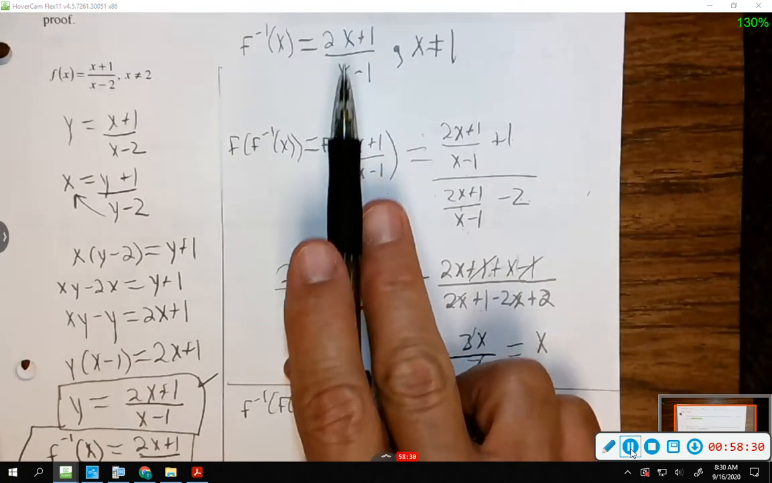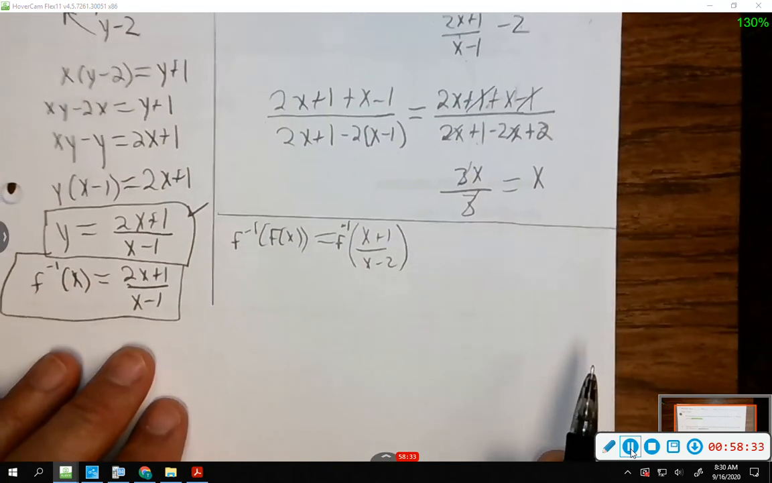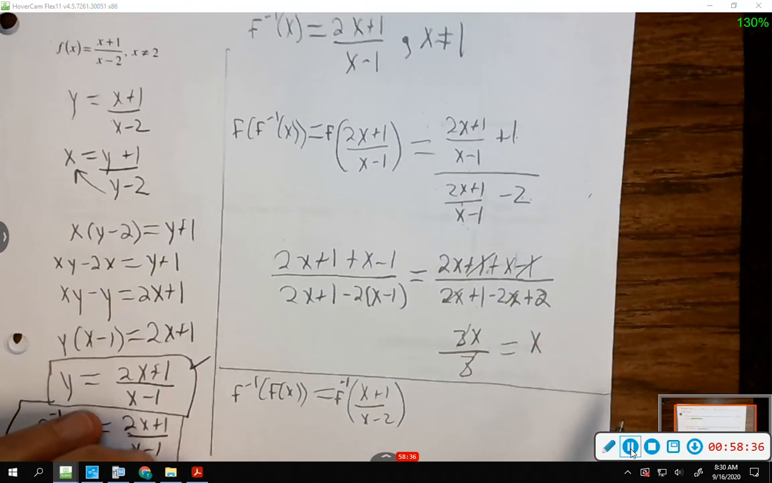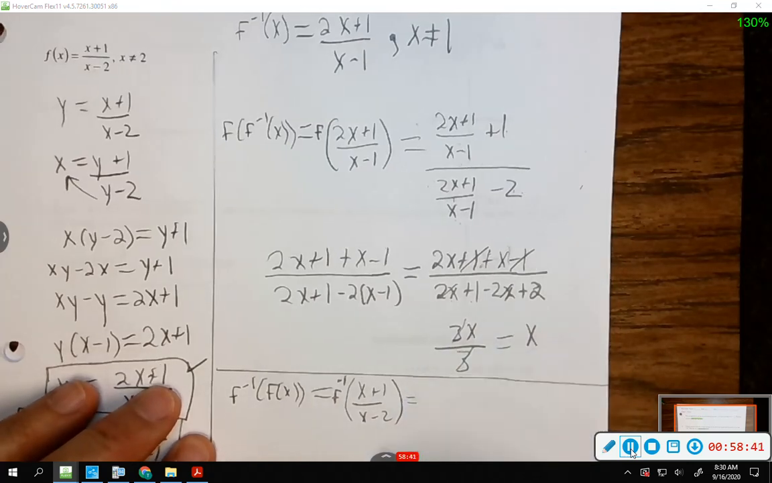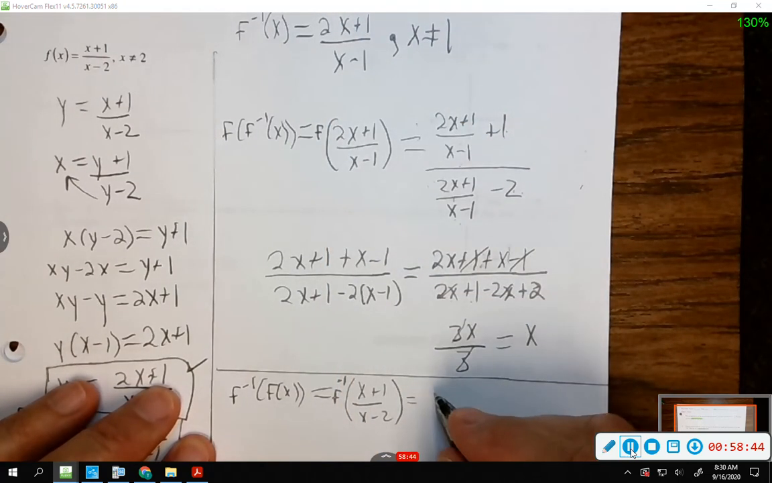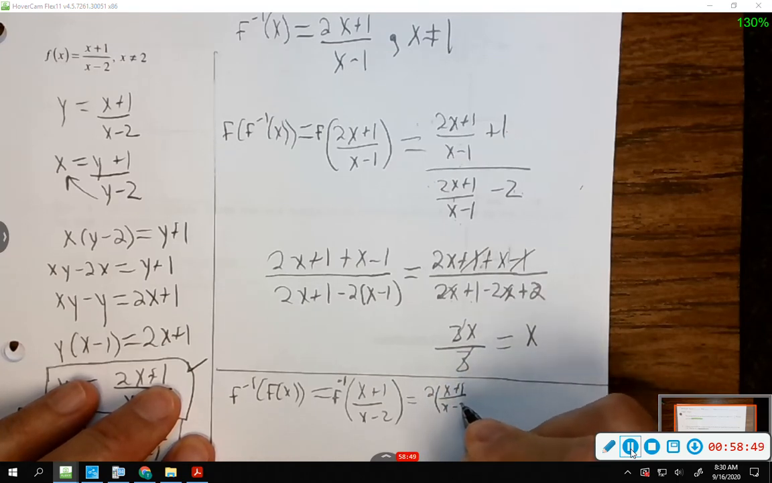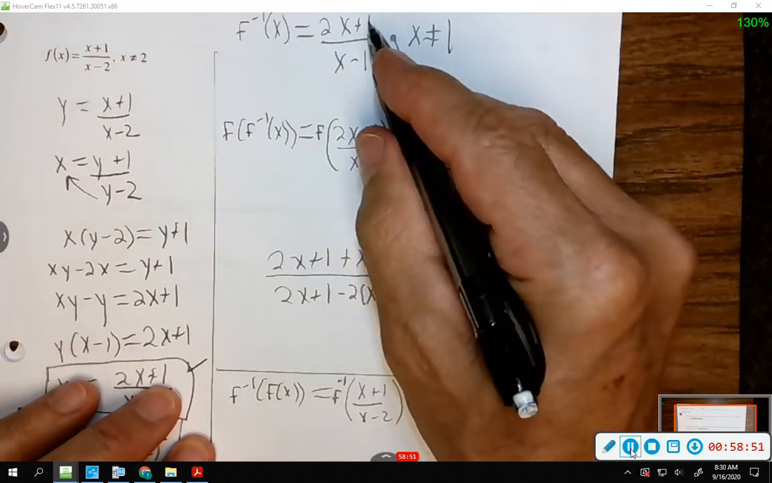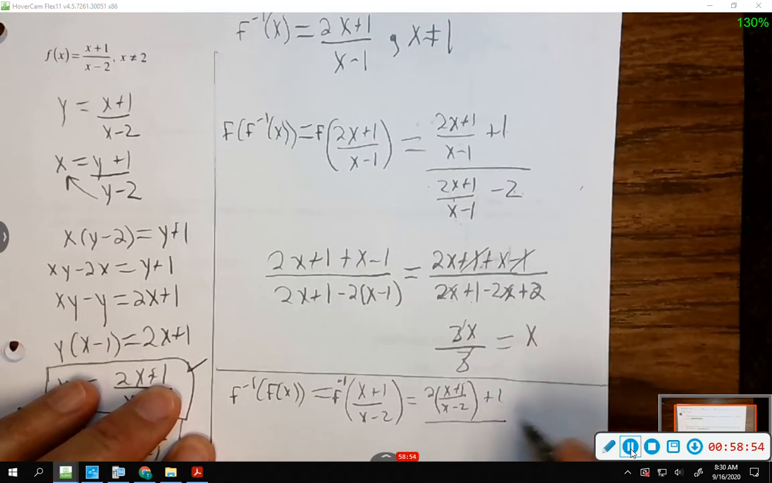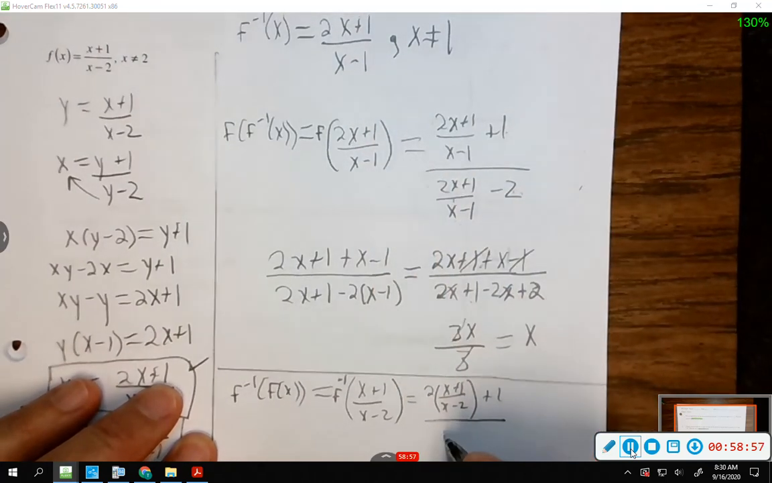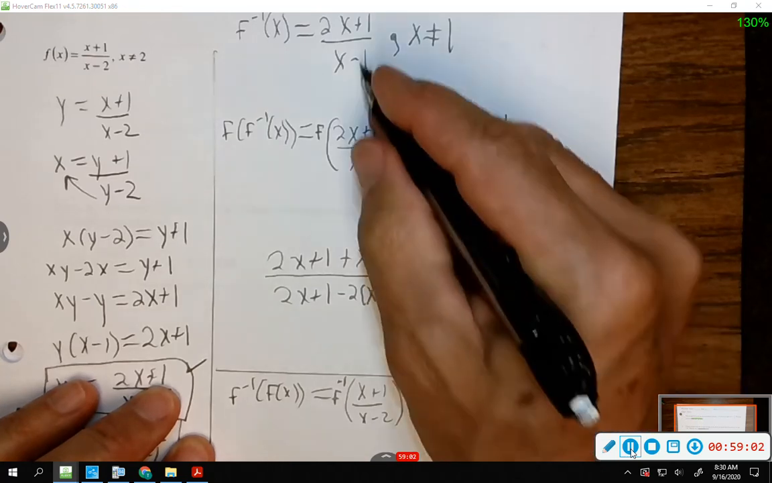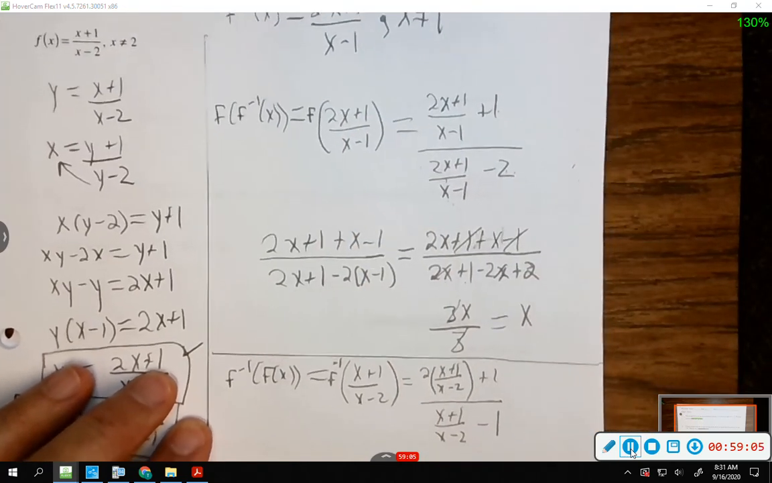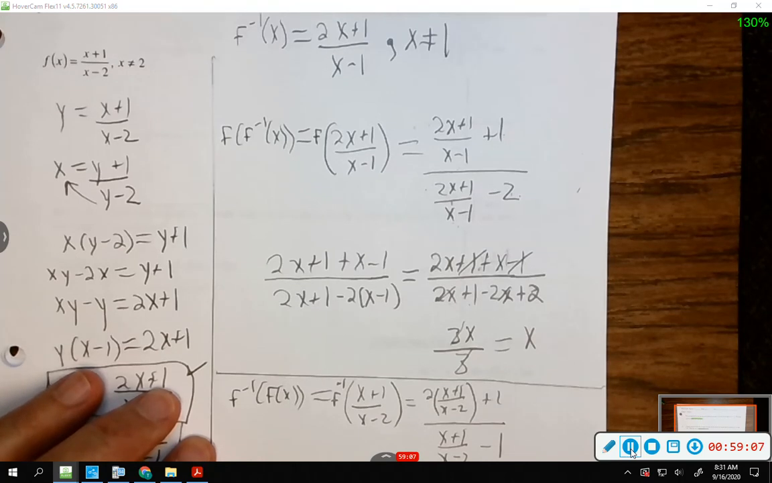Here it is. I'm going to write it here so we can see it. Okay? It's 2 times this input. Here's the input, x plus 1 over x minus 2. Okay? Plus 1. All over the input minus 1. Here's the input, x plus 1 over x minus 2 minus 1. There it is. You just have to keep track of where it's going into. It's going into my inverse here and here. Actually, I probably could have seen it right here.